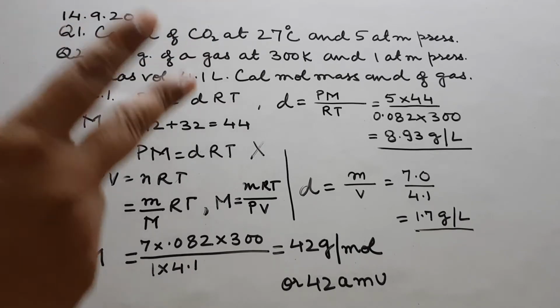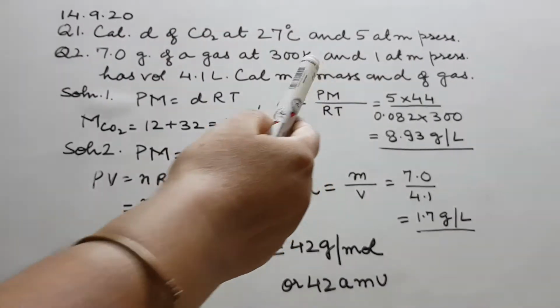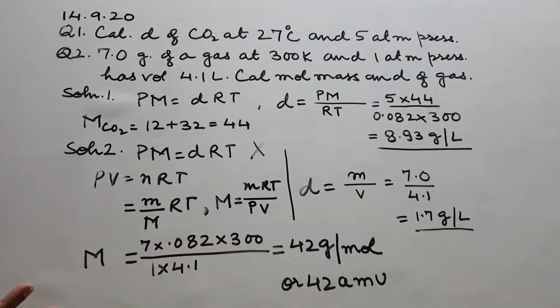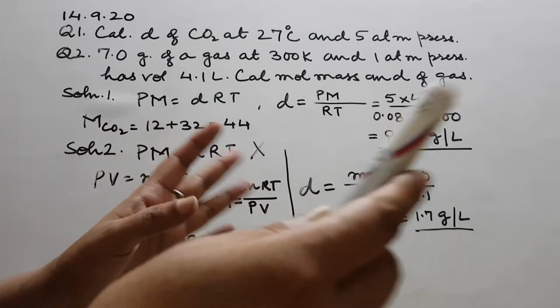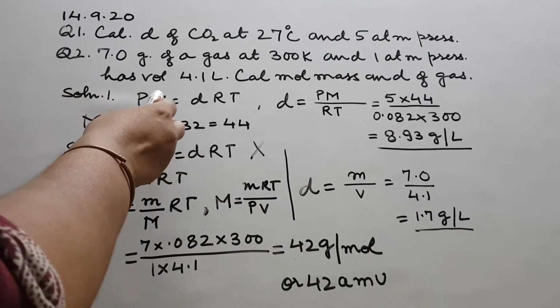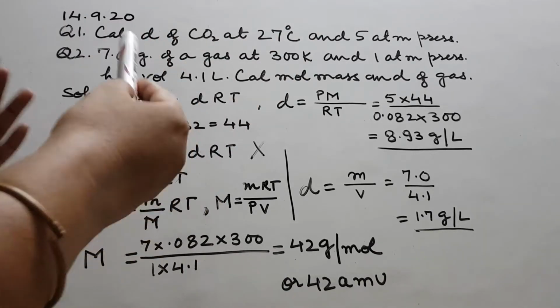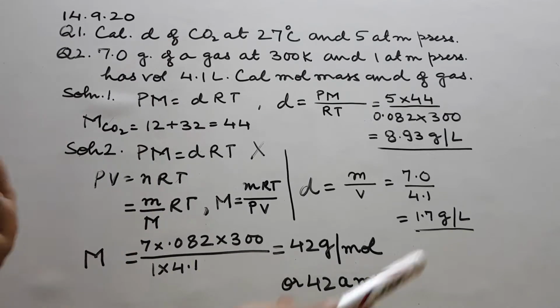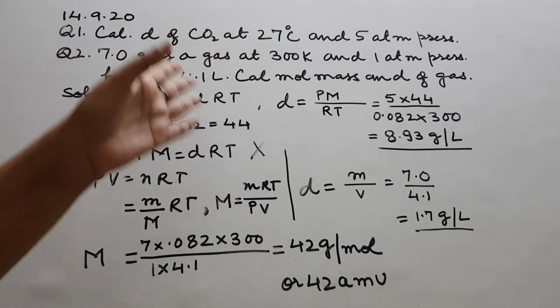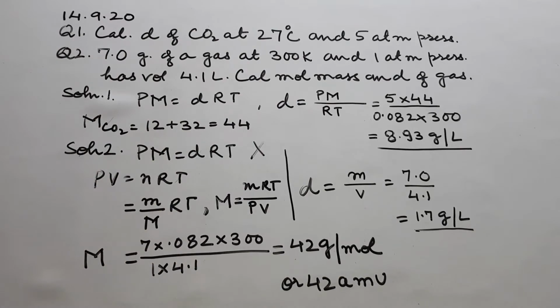D is equal to M by V. There was no mention of M or V, so that formula is ruled out and cannot be used. The second formula which I know is PM is equal to DRT. I had to use that, then I had to see what all is given and what all I can get on my own. Reading the question and putting the values directly, I got the answer.